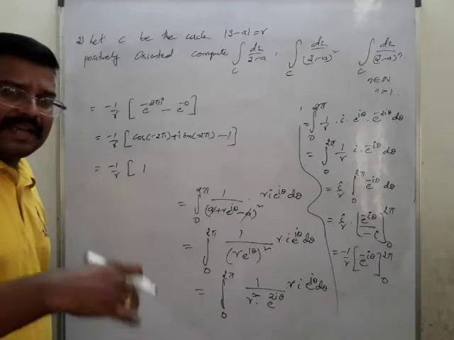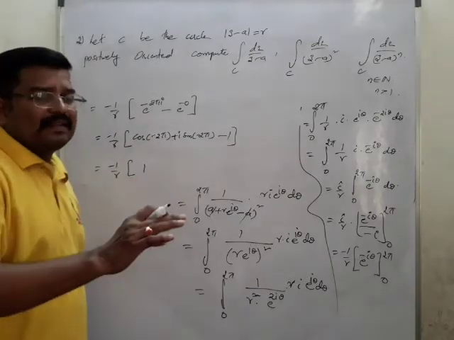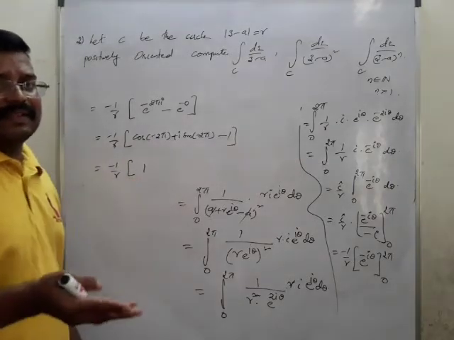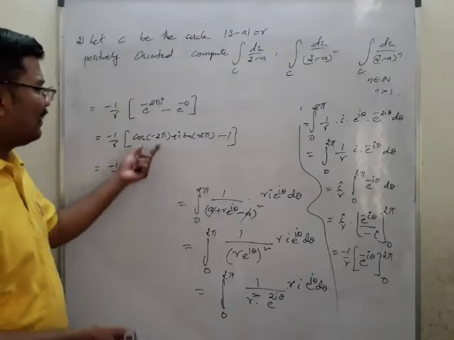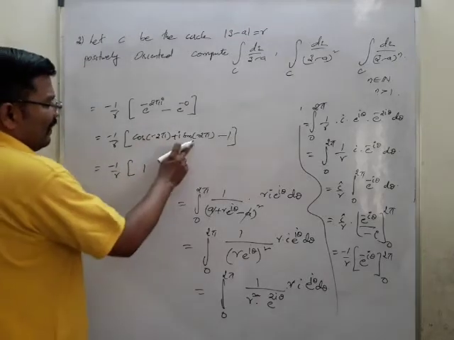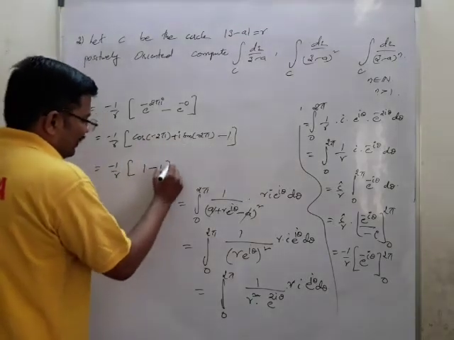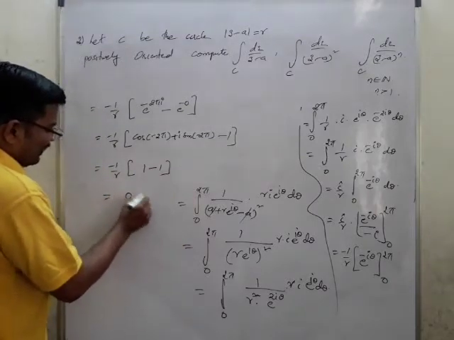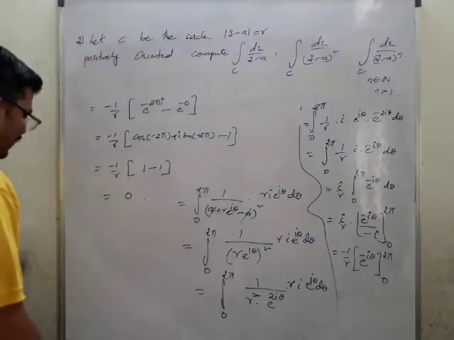Cos pi is minus 1. Cos 2 pi is nothing but again the positive value, so 1. And this will be 0. Minus 1, so you will be getting 0. Now what did you get here?